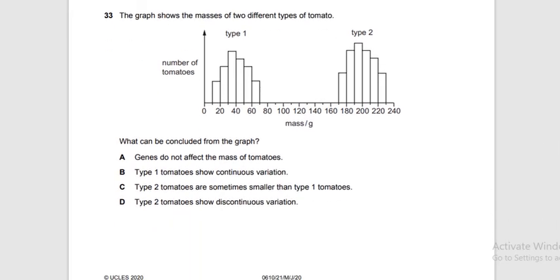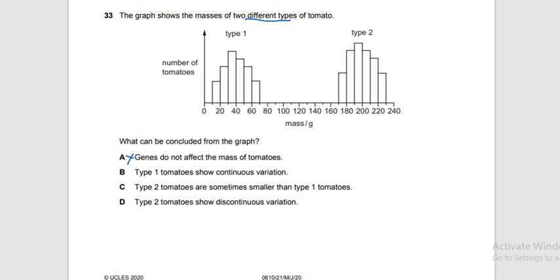Now the graph shows the masses of 2 different types of tomato. So the tomatoes are different types, and these are their individual masses. So what can be concluded? Genes do not affect the mass of tomato. That's pure lie. Genes affect the phenotype of every organism. So no, this is wrong.